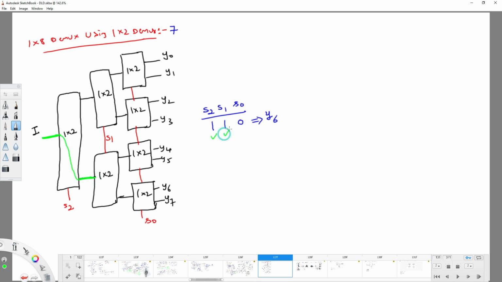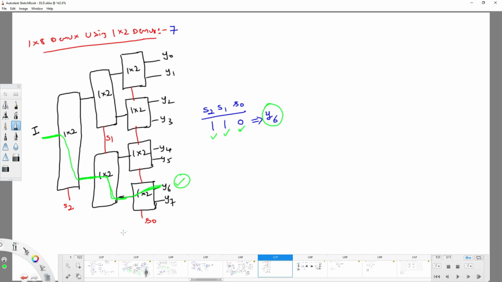What is S1? Again 1. So 1 will be selected. This one will be selected. From this, the input is 0. When input is 0, this will be connected. So you are going to get finally Y6 as output. Right? So as both are same, I can say that this is perfectly correct.